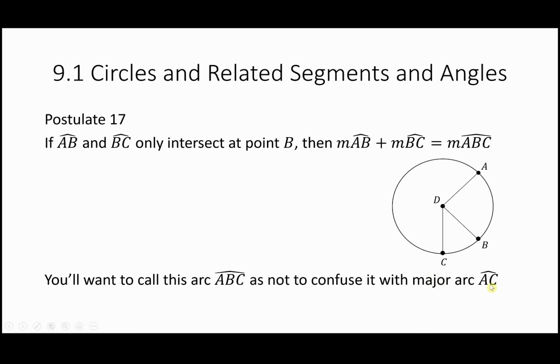Whereas if we just called this arc AC, we would be referring to the major arc. Does everyone see the distinction? The major arc with endpoints A and C, arc AC, is a major arc, whereas arc ABC is a minor arc. Hopefully everyone can see the distinction there. It's very important to catch that nuanced detail with the notation. Okay, cool. So basically this postulate is the arc addition postulate. Okay, like the segment addition postulate and like the angle addition postulate.